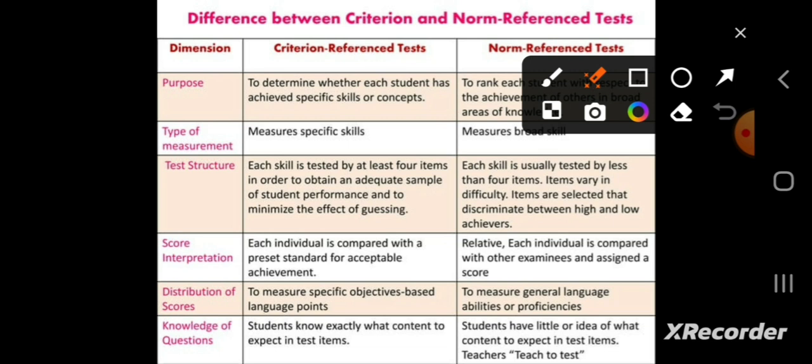So, in summary, criterion reference tests focus on determining whether students have mastered specific content, while norm reference tests are designed to rank students by comparing their performance to that of their peers.